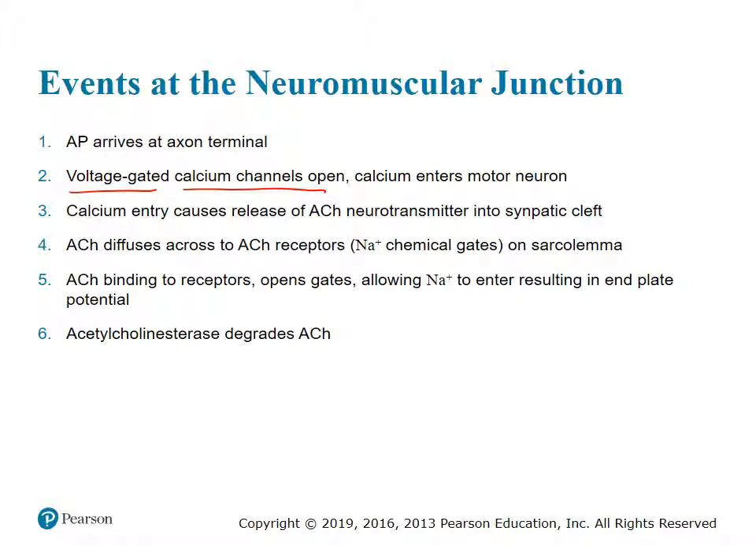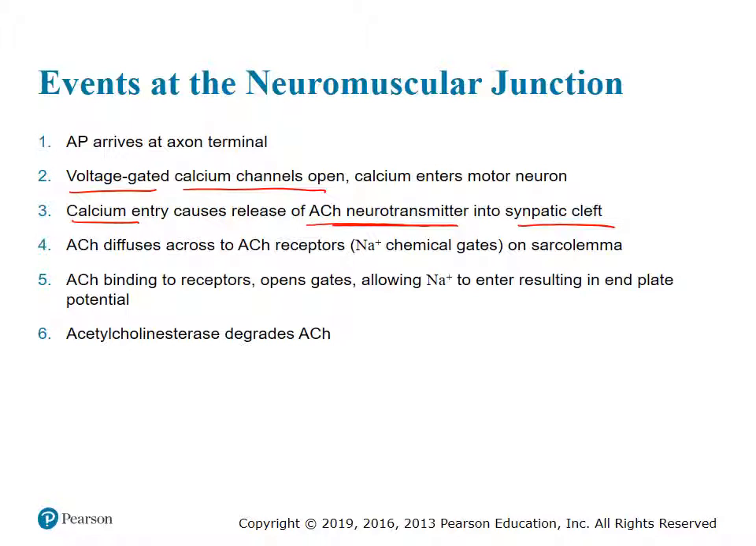Calcium ion causes the release of the neurotransmitter or neurotransmitters into the synaptic cleft. What it is doing, folks, in number 3 is that calcium has stimulated the synaptic vesicles to migrate and release acetylcholine out. That's what calcium does. Okay?